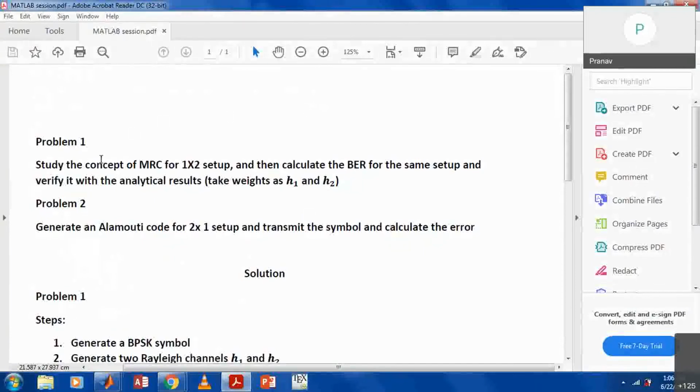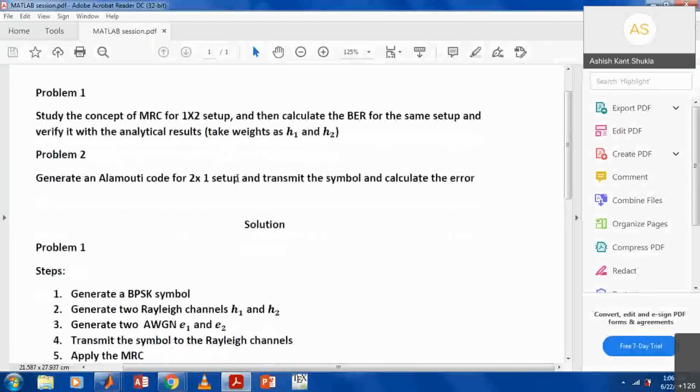Okay, so I'm going to discuss two problems with all of you. The first problem is to study the concept of MRC for a 1x2 setup, then calculate the BER for the same setup and verify it with the analytical result. We have to take the weights as H1 and H2.